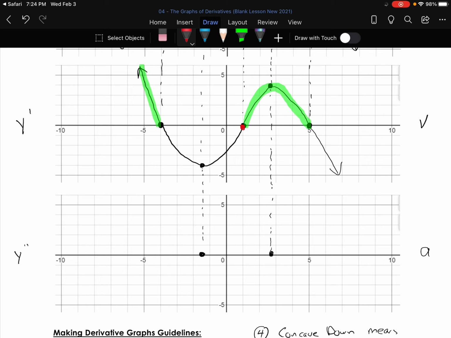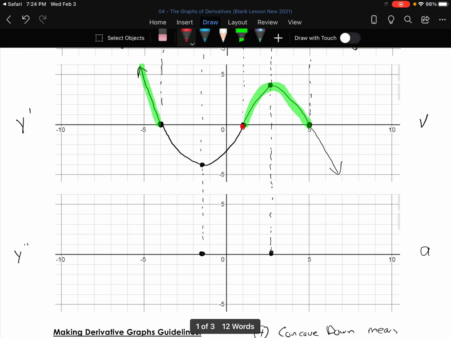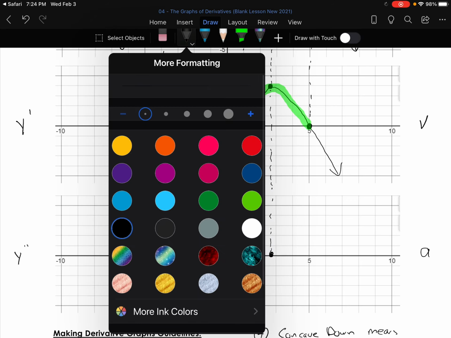Now, is it going to be a minimum or maximum? Well, we're going from an increasing derivative to a decreasing derivative. So that means we're going to be a max. I don't know exactly where, somewhere about there. I've drawn that in red to really highlight that point there.